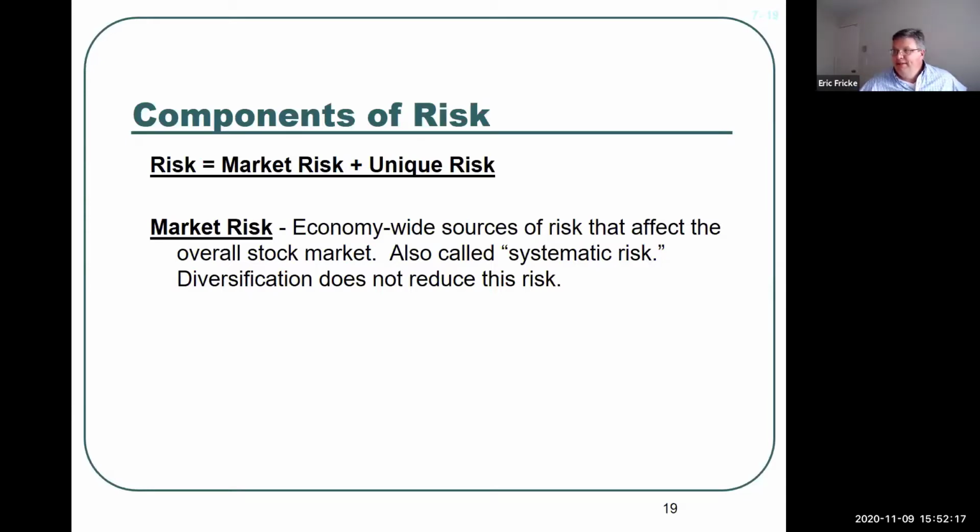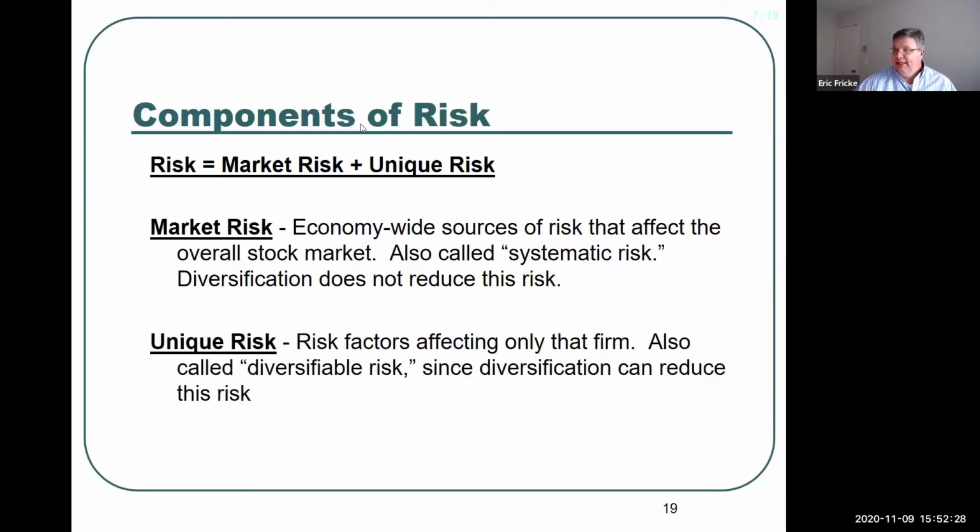And the second part of this risk is called unique risk. And unique risk is something that happens that affects just one company, one stock, right? And so it's what we also know as diversifiable risk. And the reason we call it unique risk, diversifiable risk, is because if we own more and more stocks, unique risk won't hurt us as much, right?